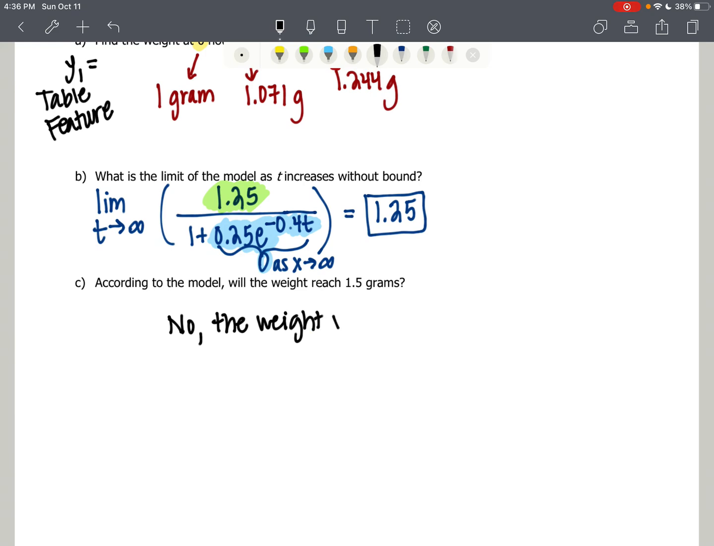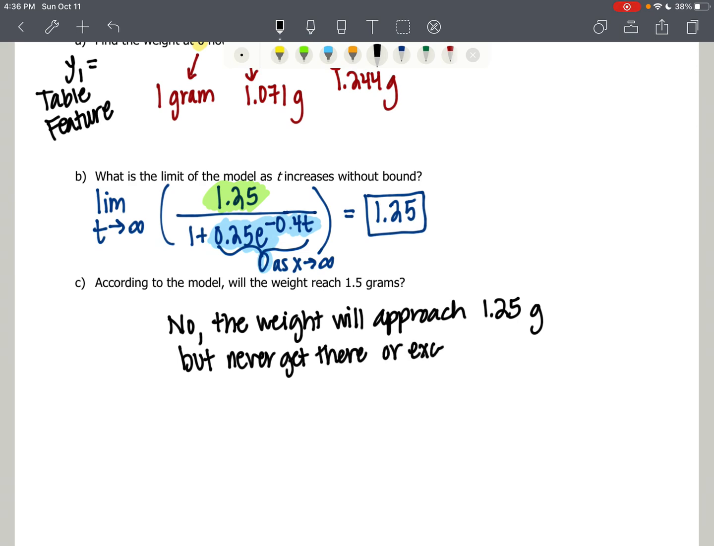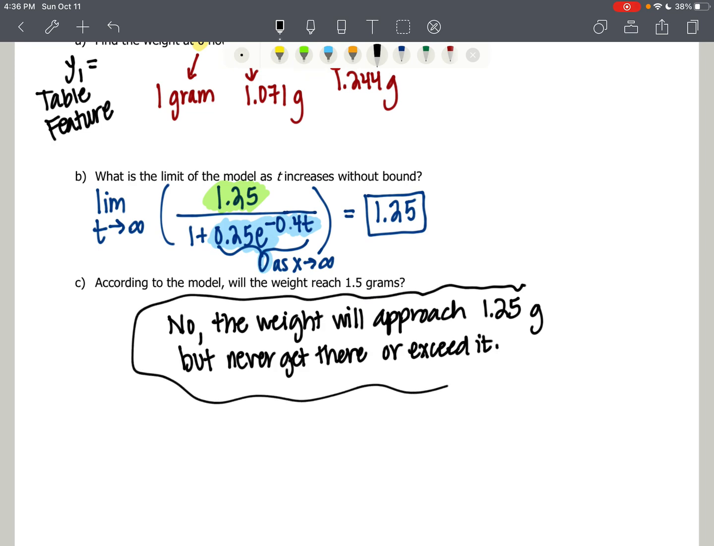The weight's going to approach 1.25 grams, but never get there, and it's never going to exceed it. Now, eventually, for all intents and purposes, we're going to say it's 1.25 grams, because in the real world, 1.2499999999999 is 1.25.